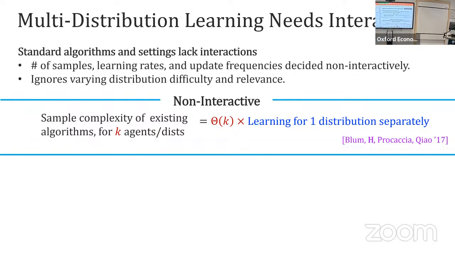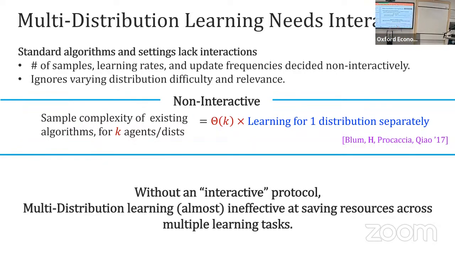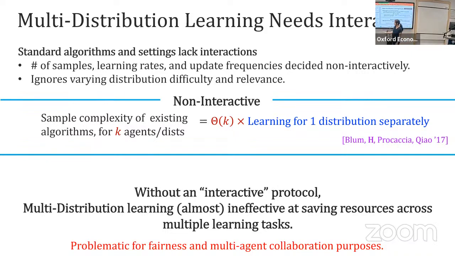We can actually provably show that anything like running gradient descent longer, or anything that is non-interactive and doesn't care adaptively about the relative performance of two populations with respect to each other, is going to suffer a lot in sample complexity or in the error performance it can provide. How much? You can think of it as: I wanted to solve K tasks, and I'm not getting any leverage from the fact that these tasks are related or that these agents can collaborate. In some sense, without an interactive protocol, multi-distribution learning is almost as ineffective as learning every distribution separately, without caring at all that something connects these problems. This is particularly problematic for collaboration, but also for fairness, because fairness usually arises in environments where we don't have infinite amounts of data.